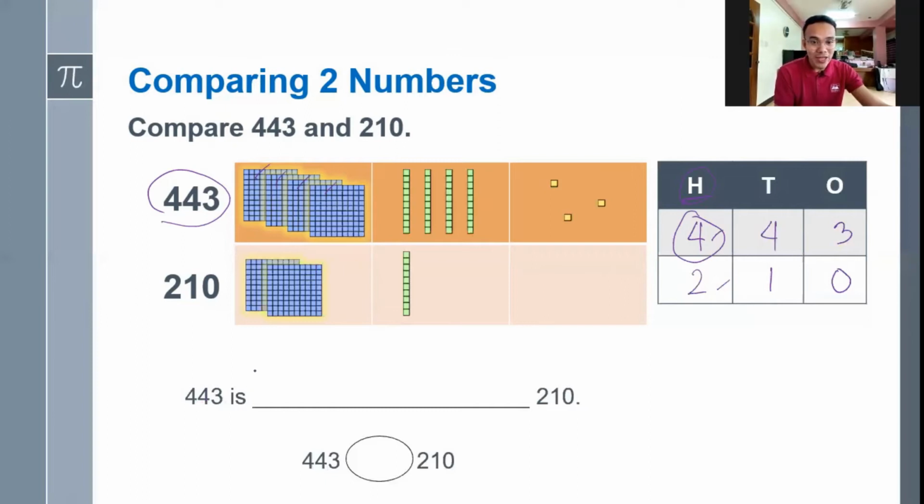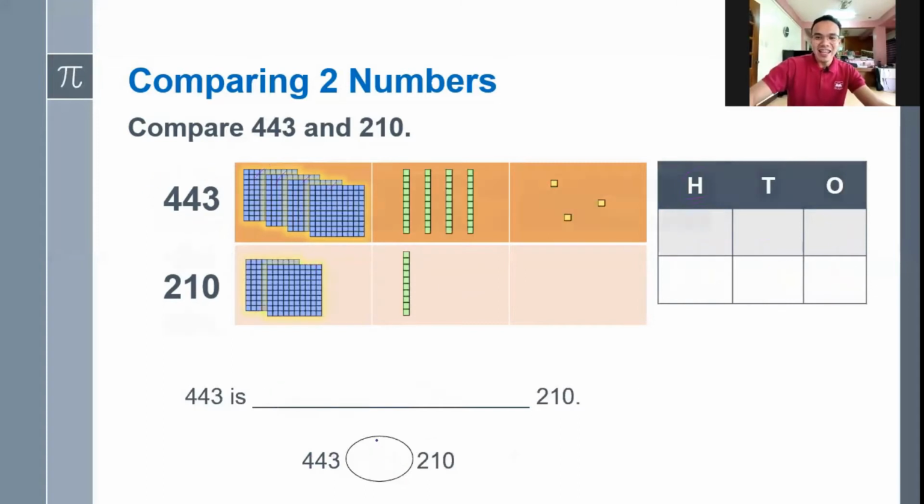So 443 is greater than 210. And how do you write greater than? Using a symbol. So we have here greater than. 443 is greater than 210. It's pointing to the right. Remember, Pac-Man always eats bigger or greater numbers. So this is your Pac-Man, and it's eating greater or bigger numbers. Take note of that, grade 2.